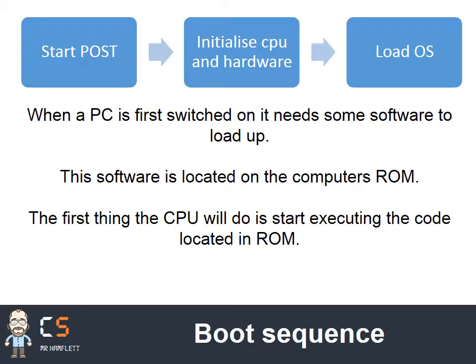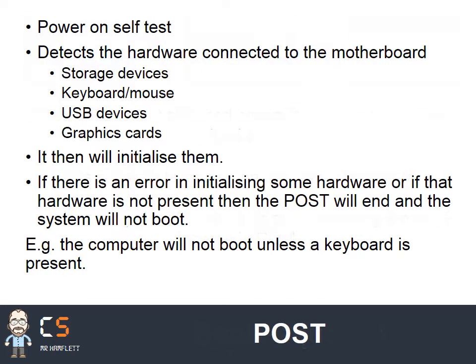So the first thing the CPU will do is start executing the code that it finds in ROM, and the first part of that code is the test. So the power on self-test will detect the hardware that's currently connected to the motherboard. It's important that the motherboard and the CPU know what's connected to it, so it can actually start to initialize interrupts and all that sort of stuff. So it needs to know what storage devices are there. If there's no storage devices connected to the computer, then there's no place for the operating system to be located, so we would end up failing.